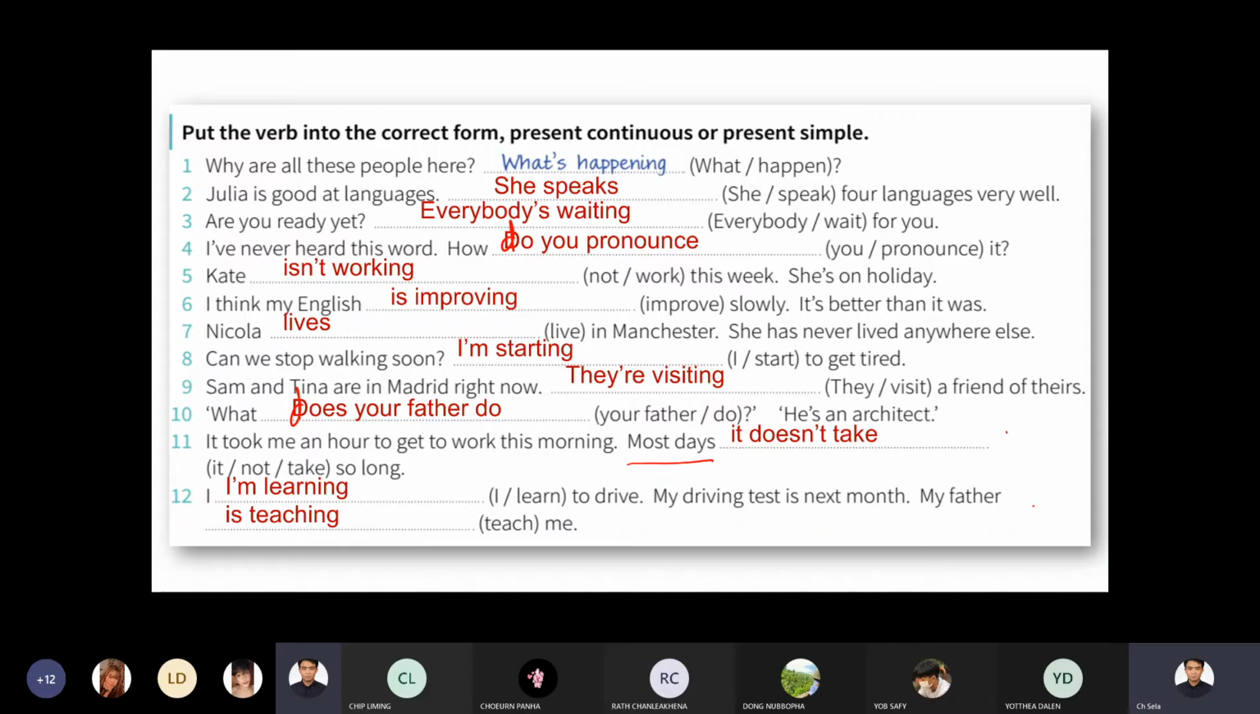Number eight, can we stop working soon? I'm starting to get tired. Number nine, Sam and Tina are in Madrid right now. They're visiting a friend of theirs. Number 10, what does your father do? He's an architect. Number 11, it took me an hour to get to work this morning. Most days it doesn't take so long. Number 12, I'm learning to drive. My driving test is next month. My father is teaching me. Okay.